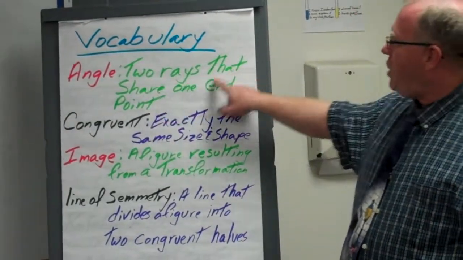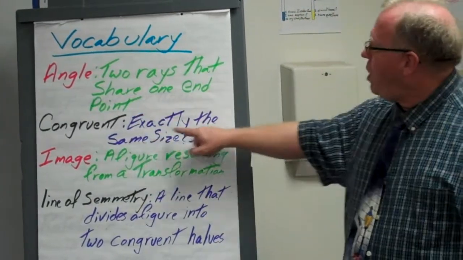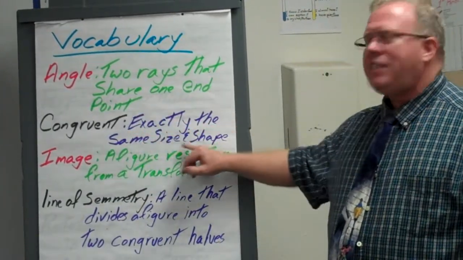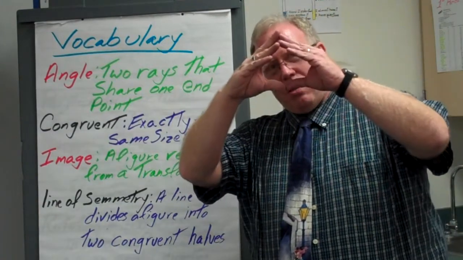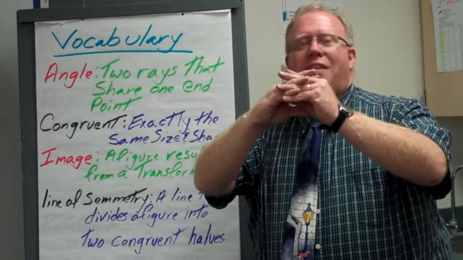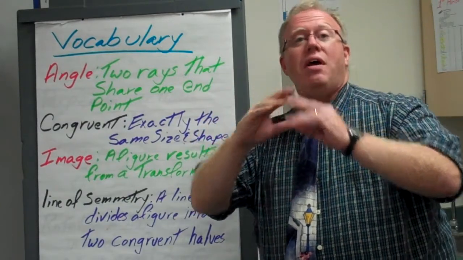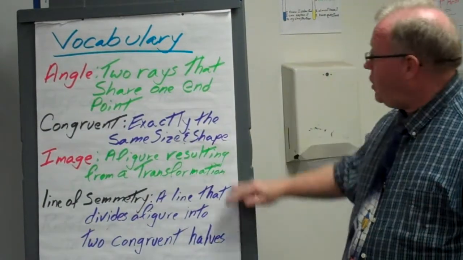An angle is two rays that share one endpoint. Now I'm going to explain what an endpoint is a little bit later. Congruent. Exactly the same size and shape. Okay? It's not going to be like a triangle that starts like this and then gets smaller. That wouldn't be congruent. That would be similar. Congruent would be the same size triangle in two different areas.